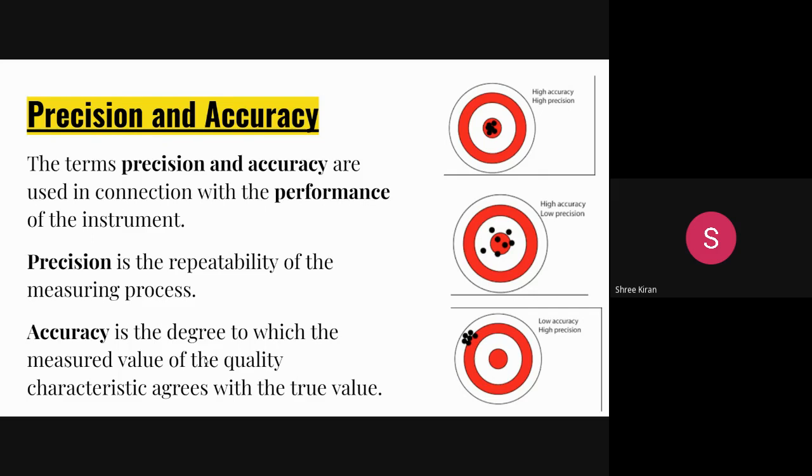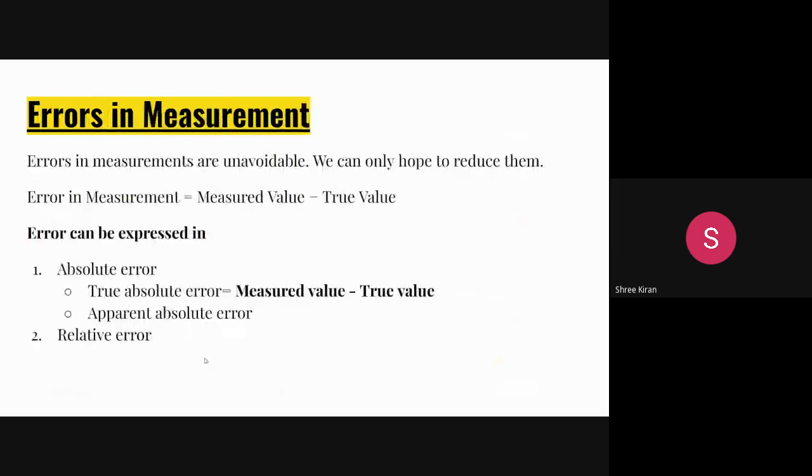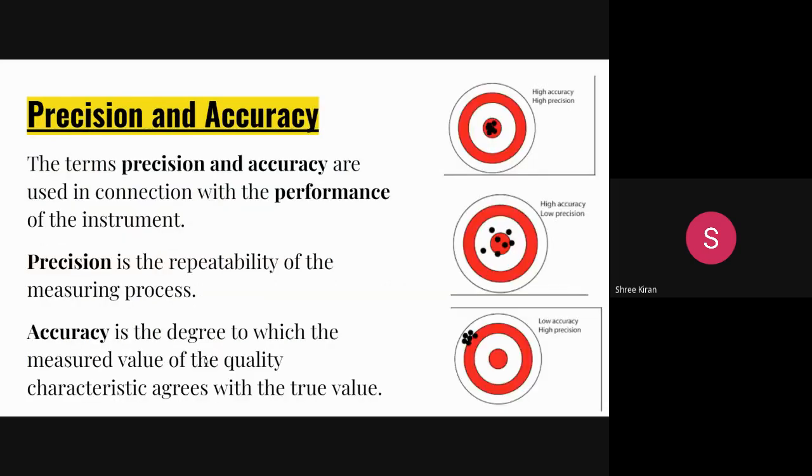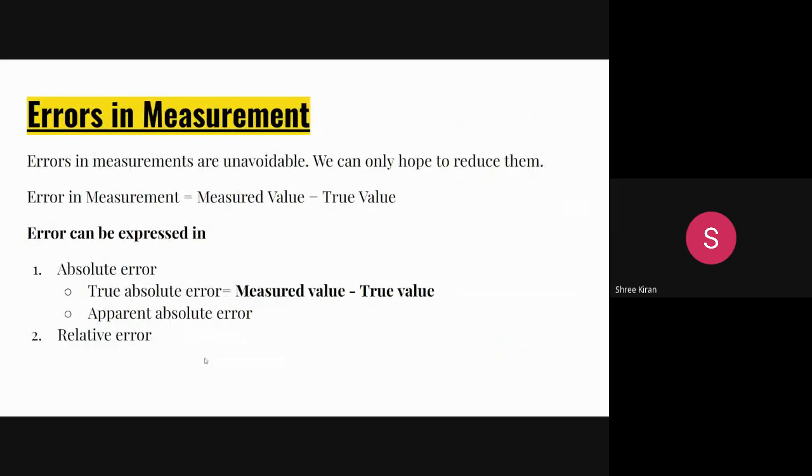So this is what happens in the case of precision and accuracy. And then comes the errors in the measurement. When it comes to precision and accuracy, the next topic is errors in the measurement.